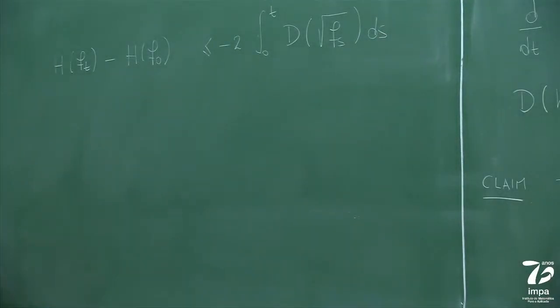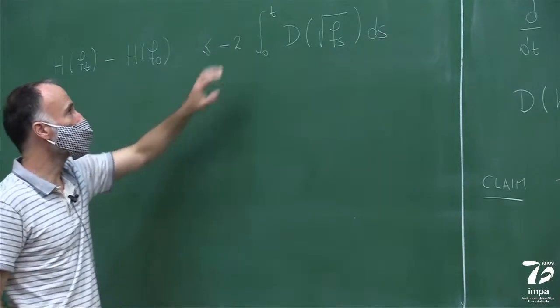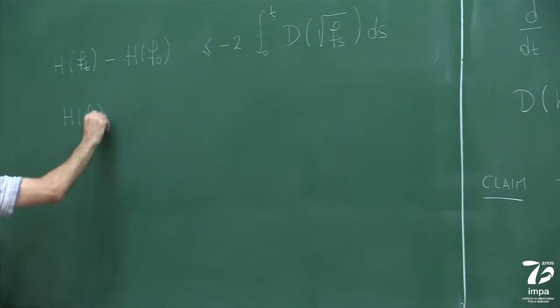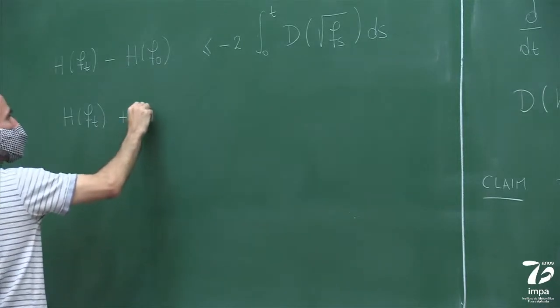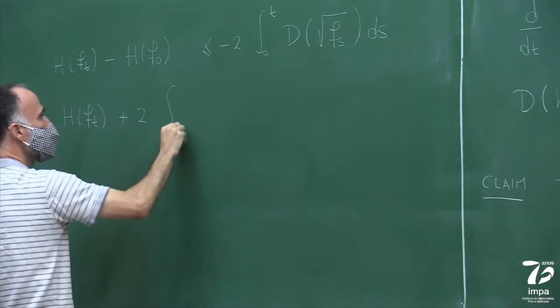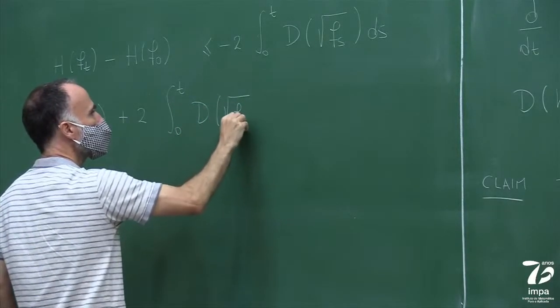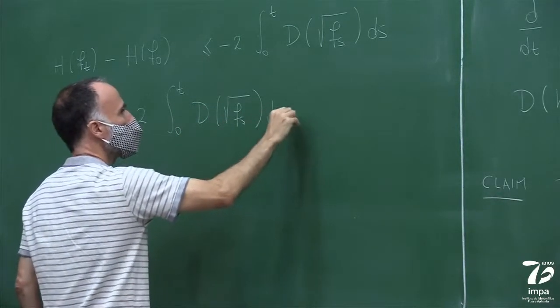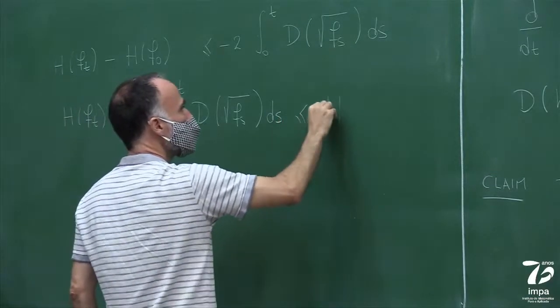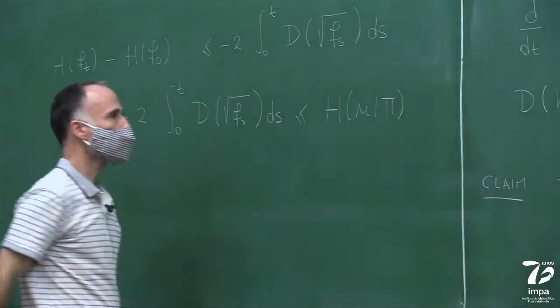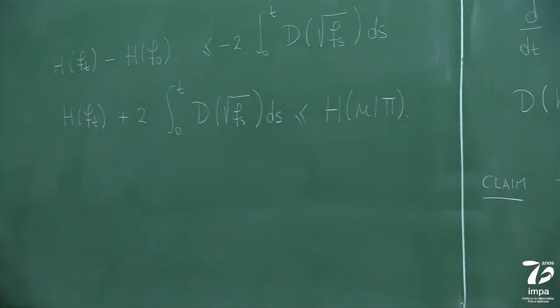Okay, and mind that this is positive, so I get from this inequality that the entropy of Ft plus 2 times the time integral of the Dirichlet form of square root of Fs ds is bounded by the entropy at time 0, which is mu with respect to pi. Okay, and this is what this inequality tells us.